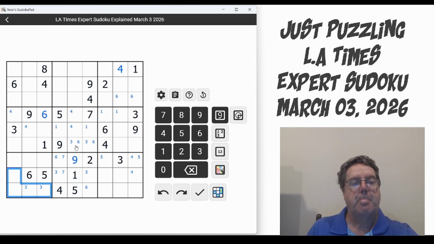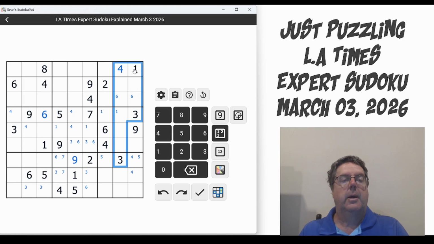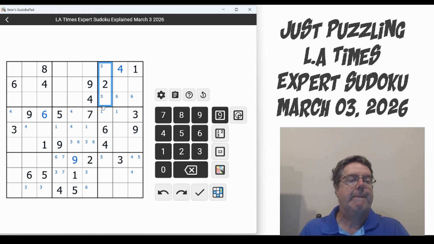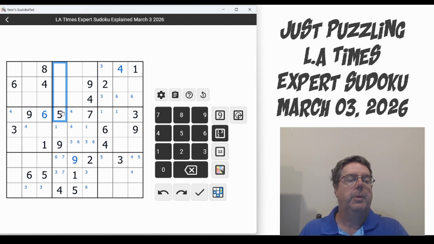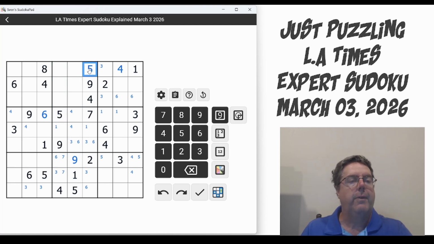So 3 comes up here, 3 comes up here, so 3 is one of these two. 3, 1, 2, 5. Oh, look at that. 5 comes up here, 5 comes up here. It's amazing what you do and don't see. So that's a 5 there.